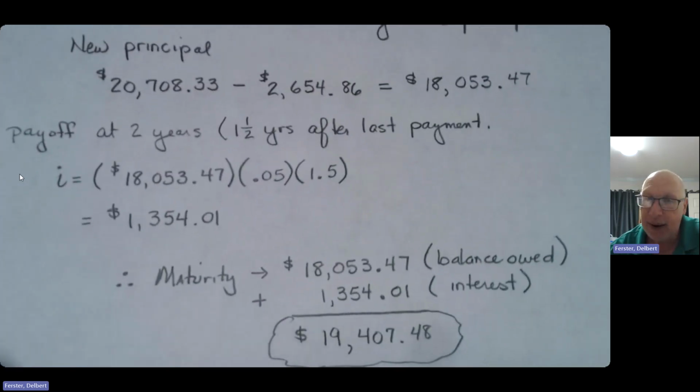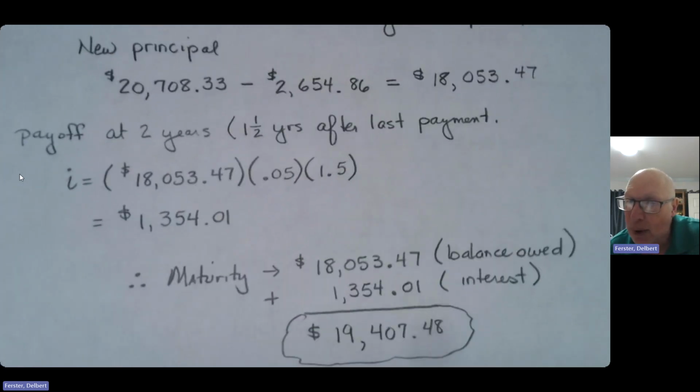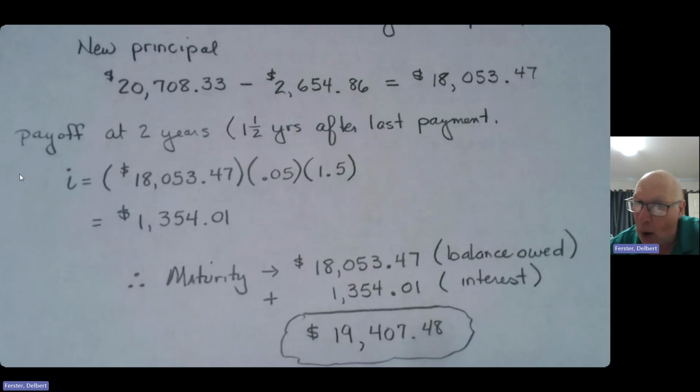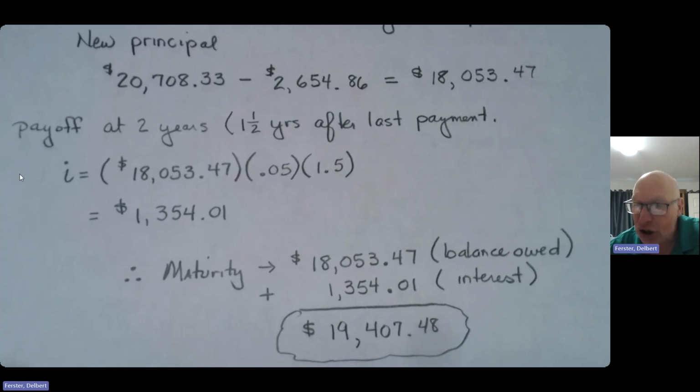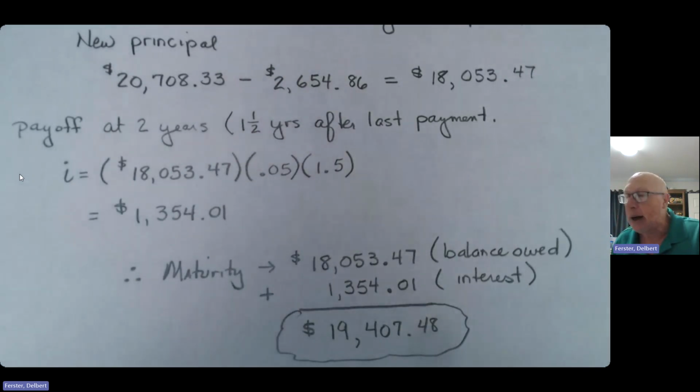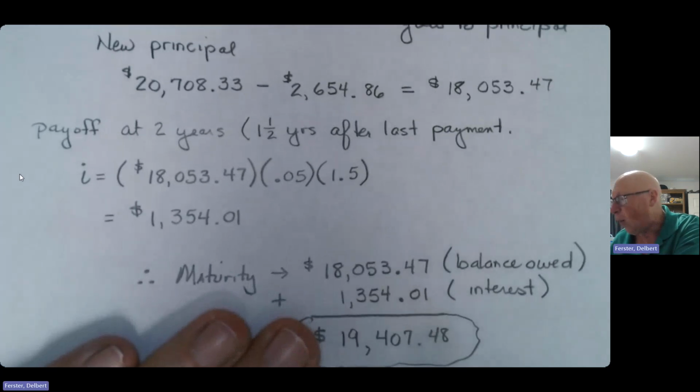So what are you going to have to pay? We're going to have to pay that $18,053.47 that you still owe, in addition to that interest charge that we just calculated, which is $1,354.01. So to wipe out the loan, we'll have to send them a balance of $19,407.48. And that takes care of problem number 29 for us. All right, we got one more to go.